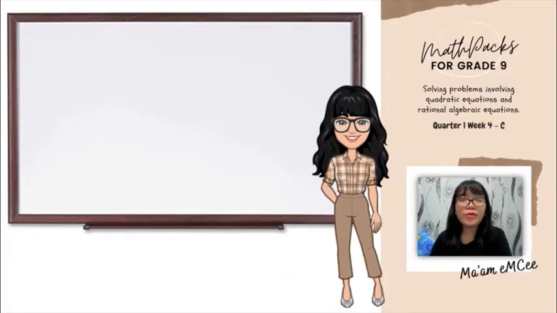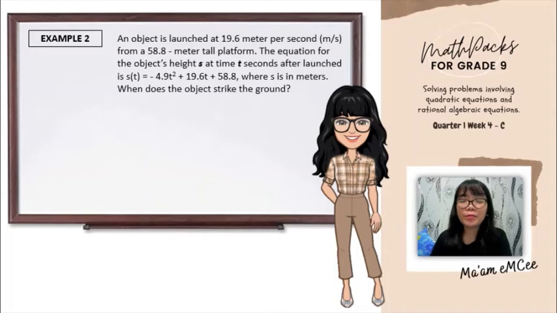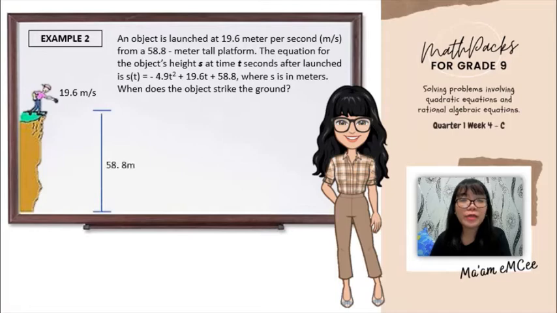Now we are already on our second example on your MathPacks. Example number 2. An object is launched at 19.6 meters per second from a 58.8 meter tall platform. The equation for the object's height s at time t seconds after launch is s of t equals negative 4.9 t squared plus 19.6 t plus 58.8, where s is in meters. When does the object strike the ground?